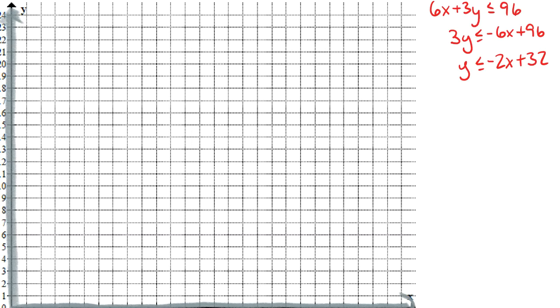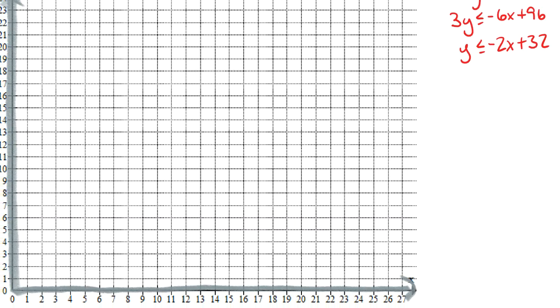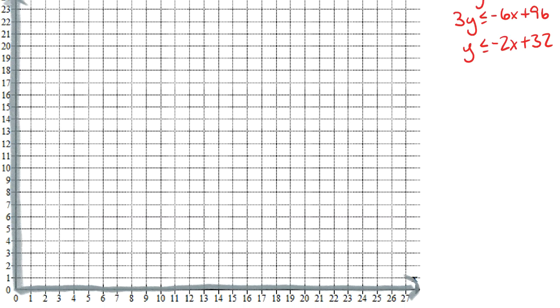So if we had some starting point, then we could graph this, right? That's what the y-intercept is for. It's like a starting point for you to graph it with slope after that.